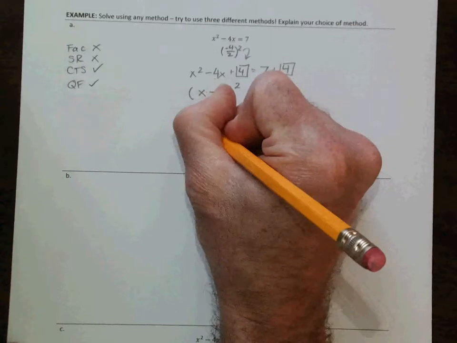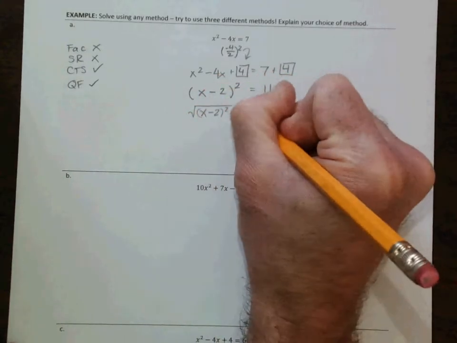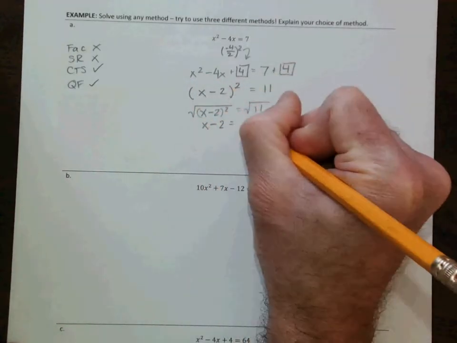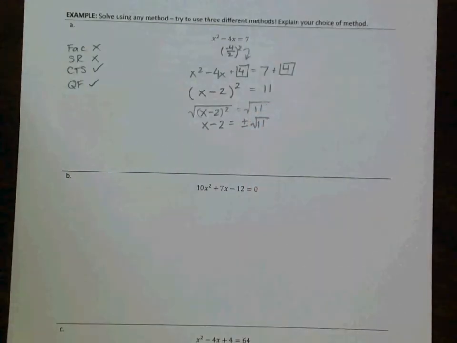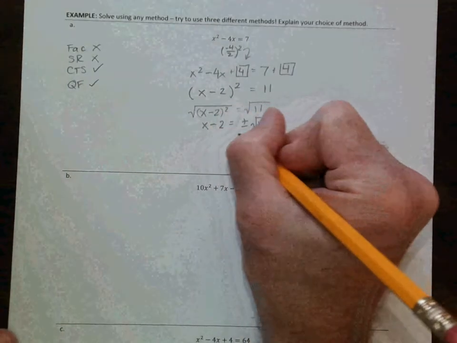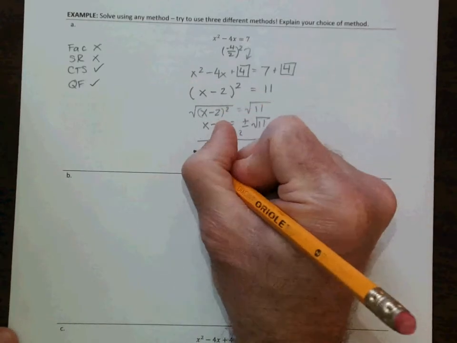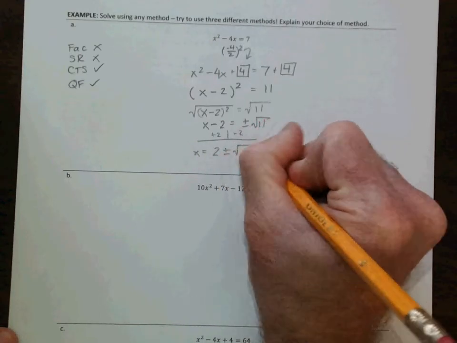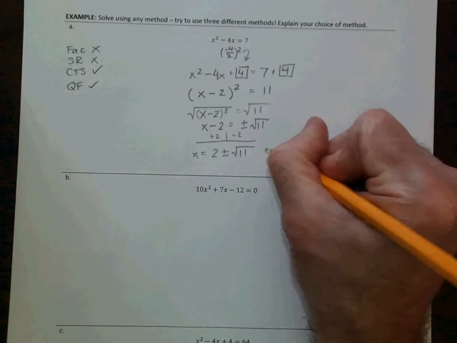I'm now going to take the square root of both sides, and I will get x minus 2 is equal to plus or minus the square root of 11. And I'm going to add 2 to both sides and get x is equal to 2 plus or minus the square root of 11. So this is the exact solution.